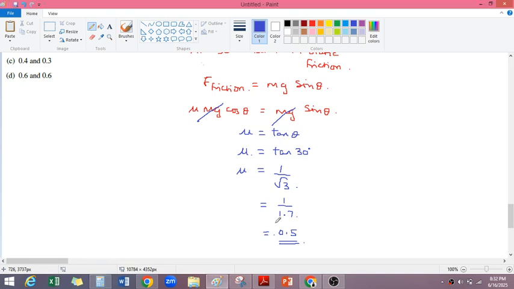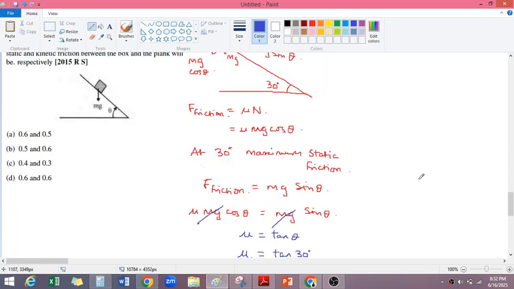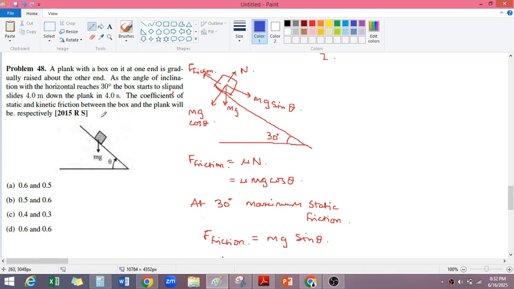0.58. Okay, maybe they rounded it off here. So 0.6. I have two answers, so that means I have to calculate the second part of the question, which is kinetic friction. So as I told you, this is just the starting point. So after that, it starts sliding down. So that means the friction will not be static, it will be dynamic or kinetic friction.